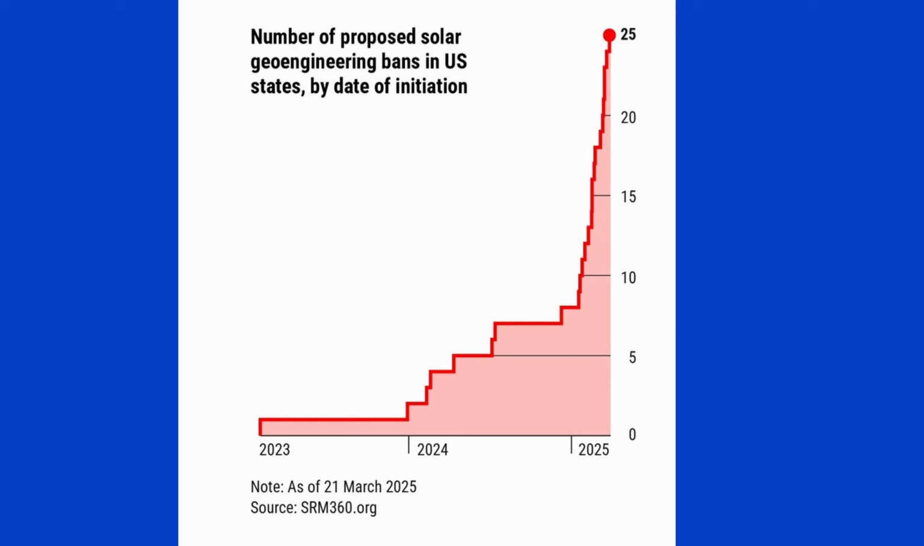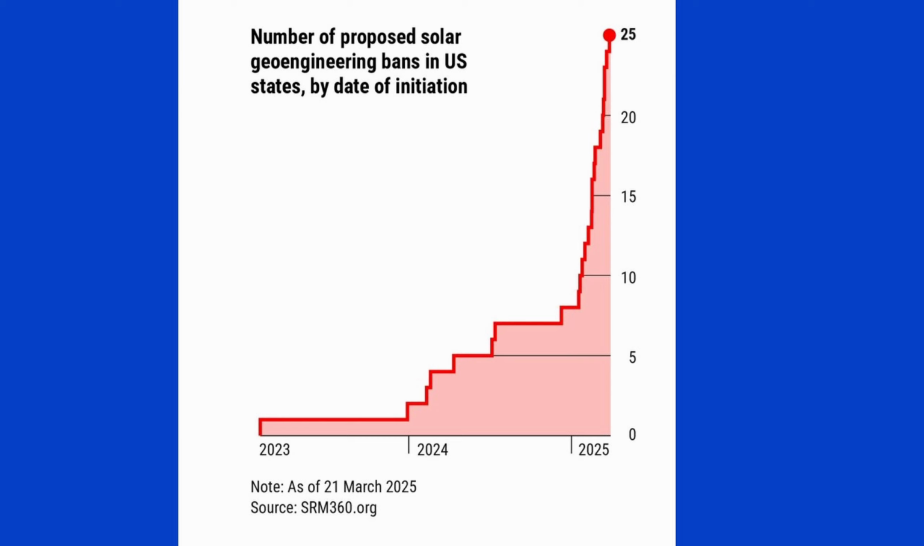So for a bit of context and motivation for why we're talking about this now, I just want to show a little analysis we've done recently. If you could skip forward a couple, there we are. So this is a graph showing the number of proposed solar geoengineering bans in US states over time.